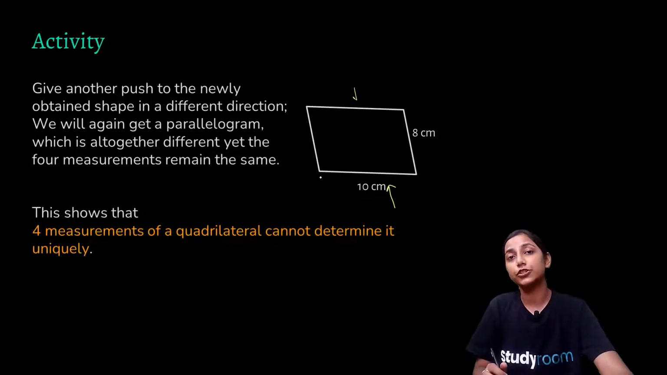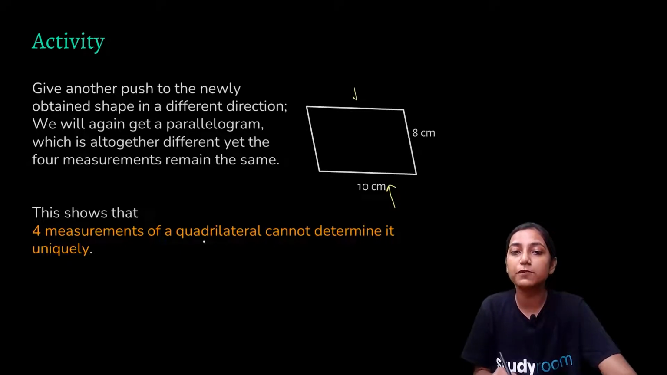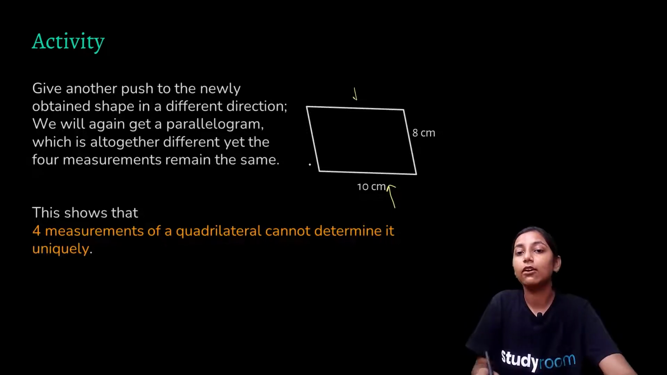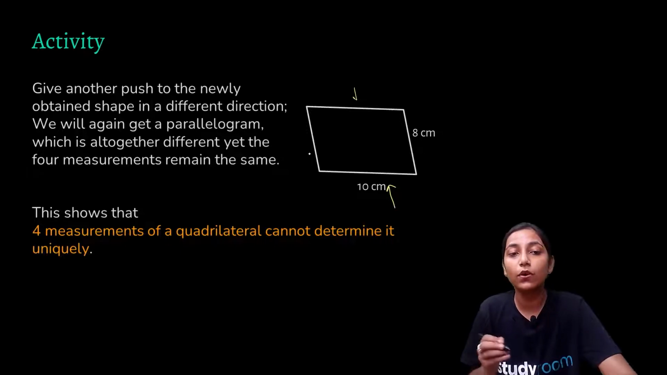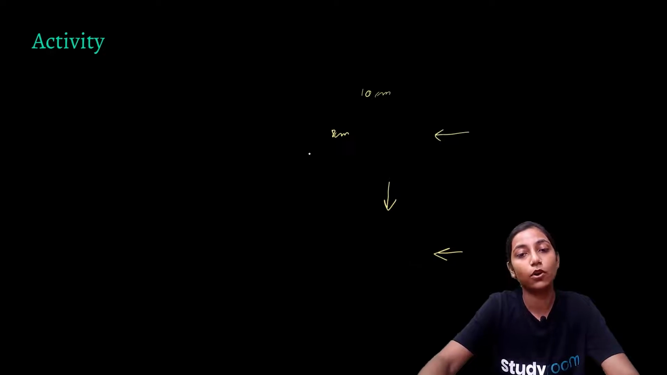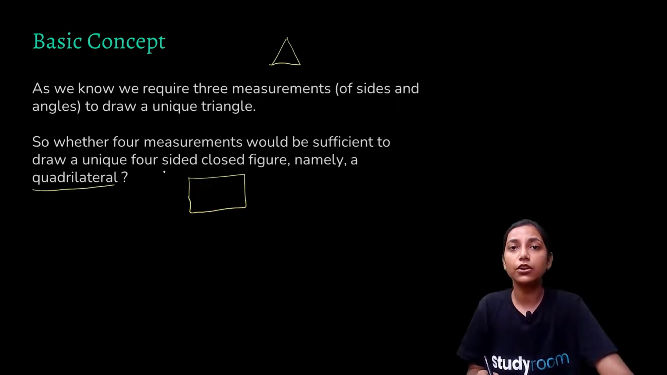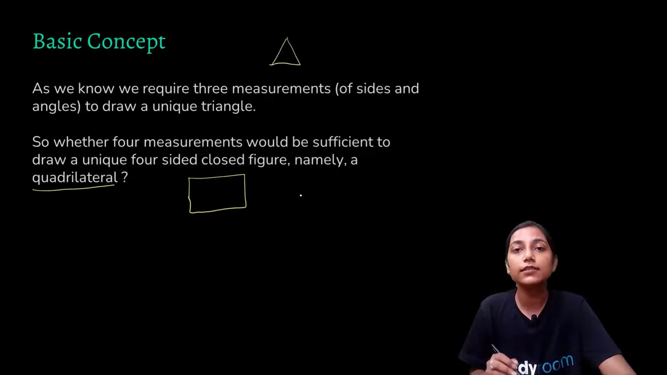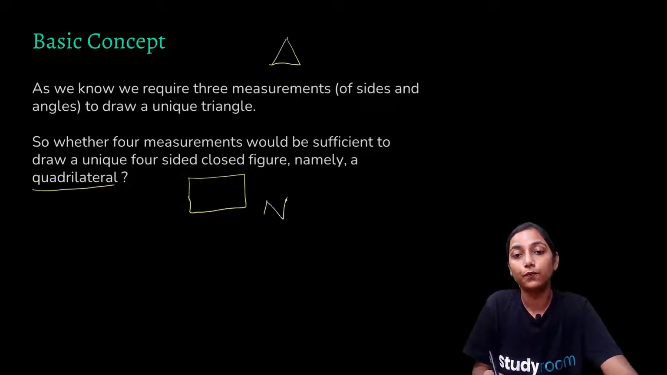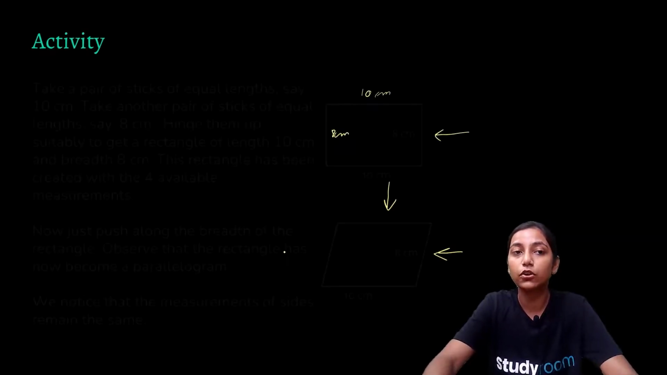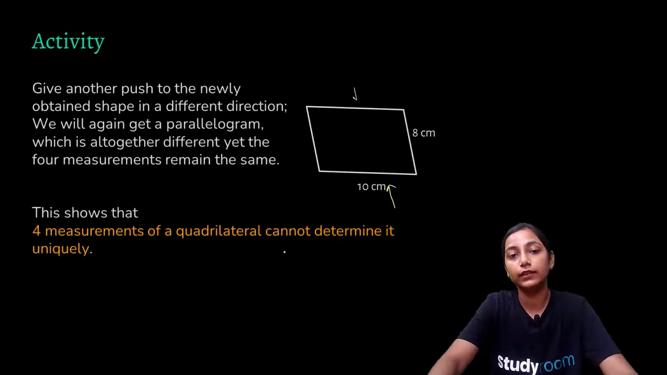What does this activity show? This shows that four measurements of a quadrilateral cannot determine it uniquely. So this is the answer to our question: whether four measurements would be sufficient to draw a unique four-sided closed figure, that is a quadrilateral. The answer is no. And we concluded it after doing this activity.